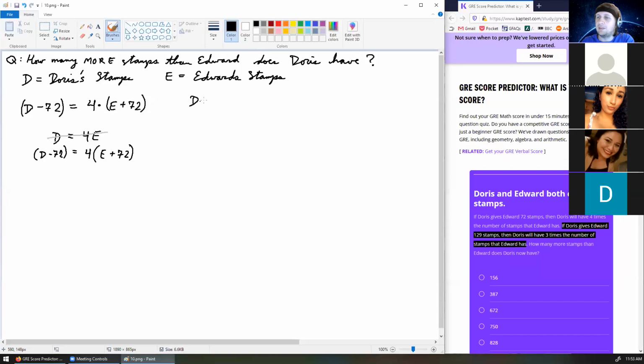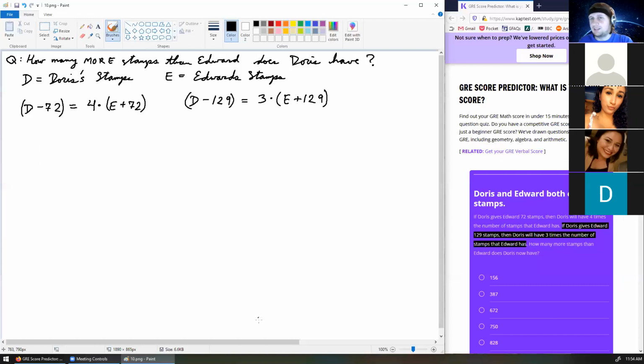Can you say that one more time? So D minus 129 equals 3 parentheses E plus 129. Great, okay. Does everyone see why that is? How this second relationship works out? Yes. Got it. Okay. I'm going to go ahead and get rid of this bit here.